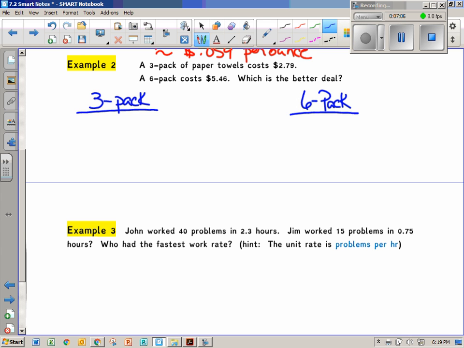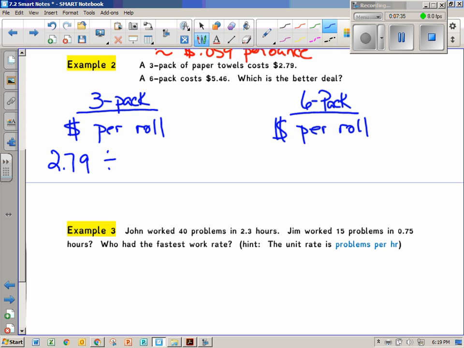So it looks like we want the cost per roll. Because when it says 3-pack, it means there's 3 rolls of paper towels in there. So we want the dollars per roll. Over here, we want the same thing, dollars per roll. Well, let's just fill in what we have.